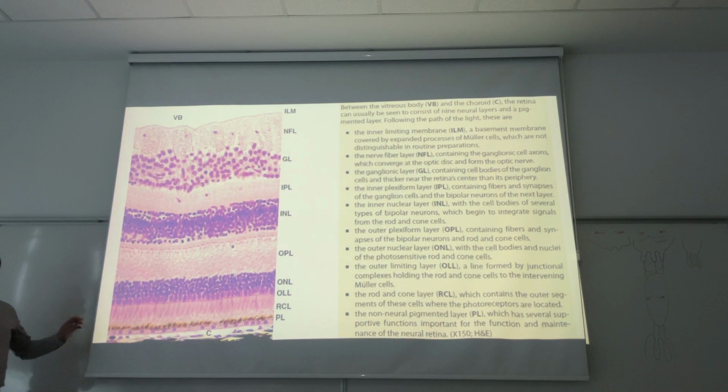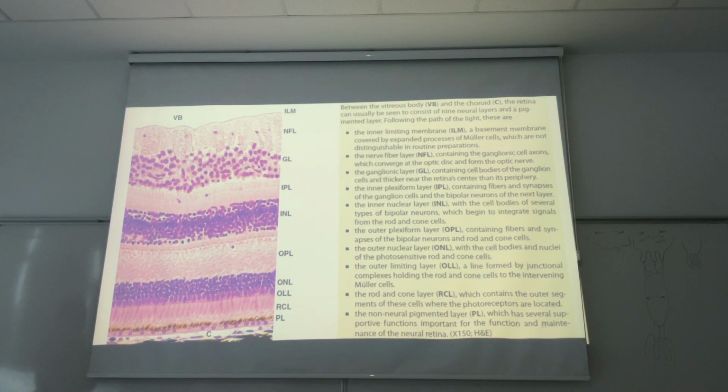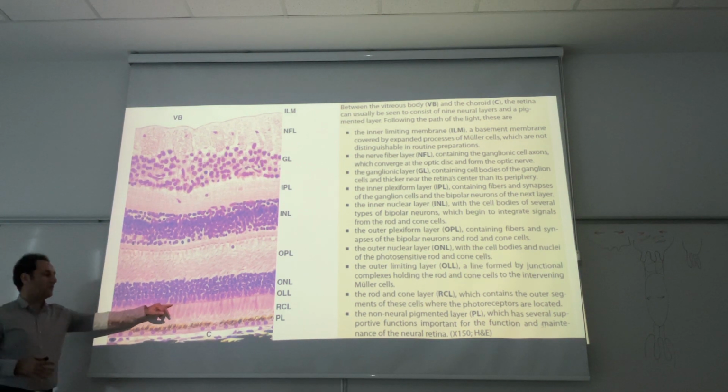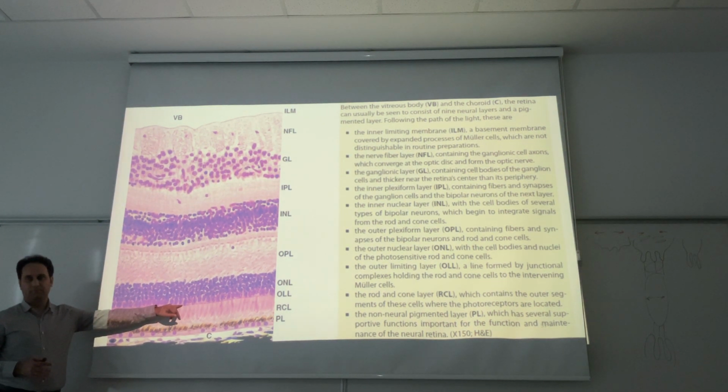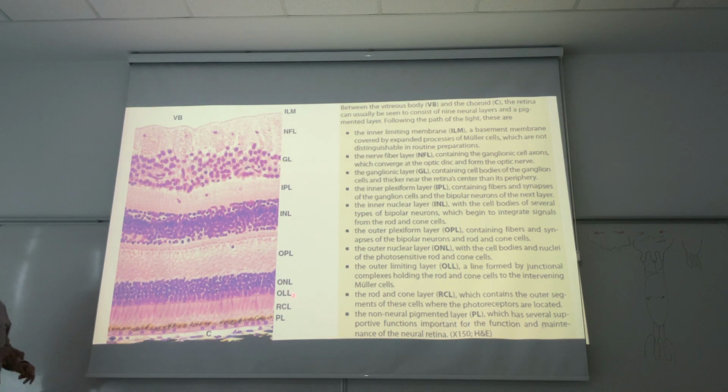This line is the outer limiting membrane. Here you can see, this layer is formed with junction between the apical portion of Muller cells and the rod and cone cells. Okay, outer limiting membrane. On the inner side of the outer limiting membrane, we have this area, the outer nuclear layer.